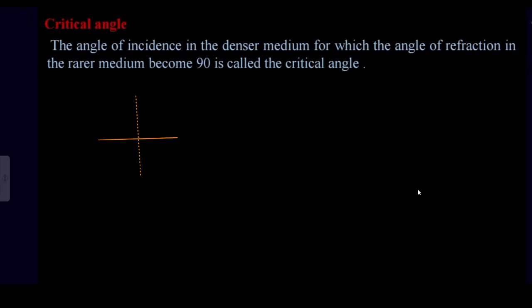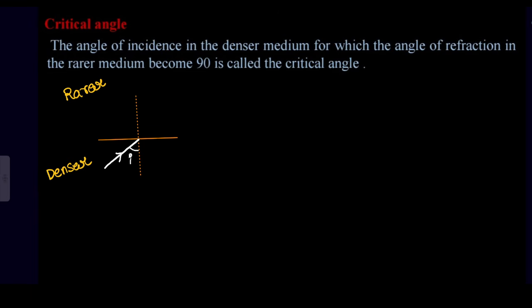So assume that this is a denser medium, and here this is a rarer medium. Consider the light ray which is moving from the denser to the rarer medium. So this is the light ray which is moving from denser to rarer. Now this is the angle of incidence i.